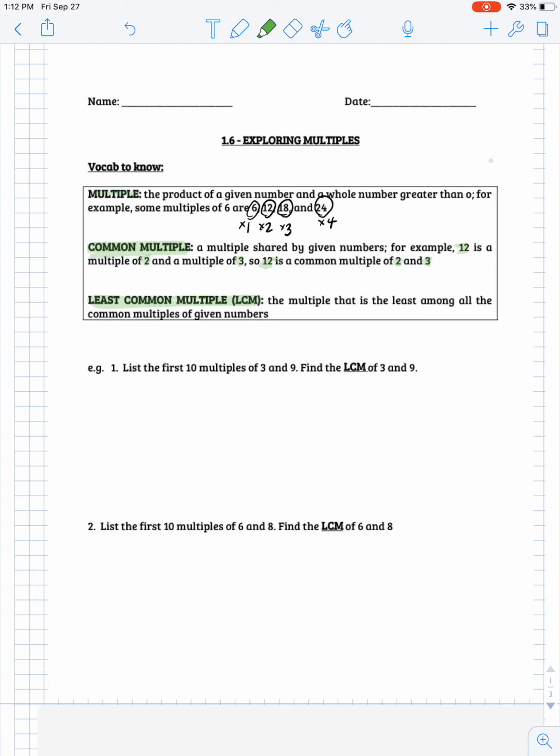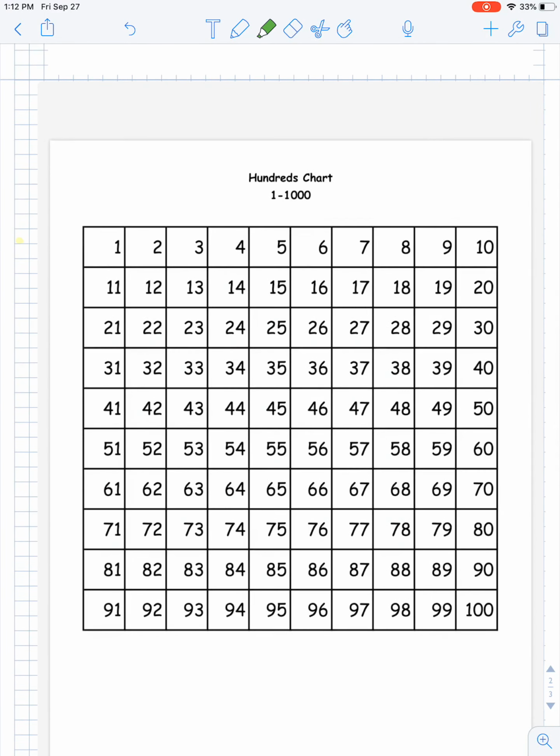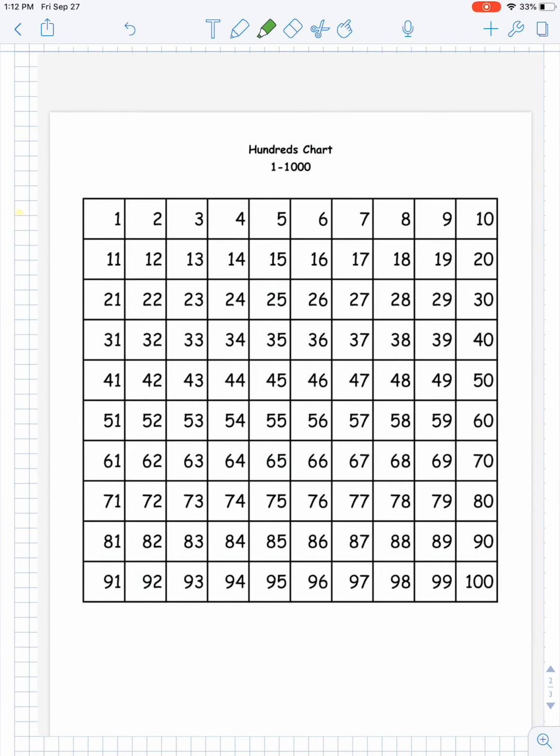Now, we're going to go through the two examples here. If you feel confident enough to do the examples on your own, I invite you to do that. Pause the recording now and then check your answers at the end. But I do want to introduce the hundreds chart to you. So take out the hundreds chart, and we're going to see if we can find the multiples of 3 and 9. Essentially, you're counting by 3s or you're counting by 9s. But let's color code each one.